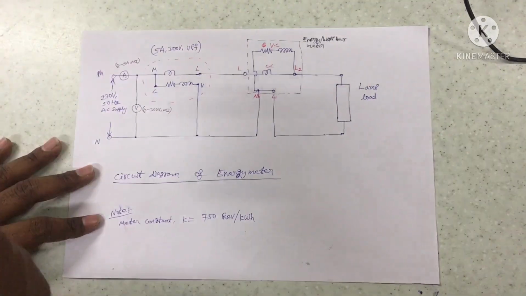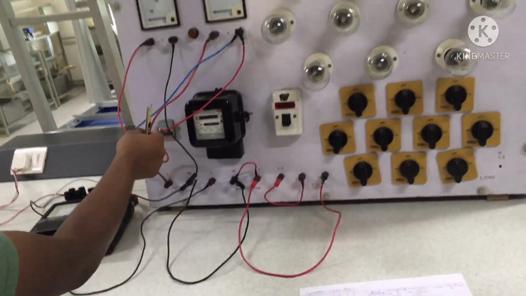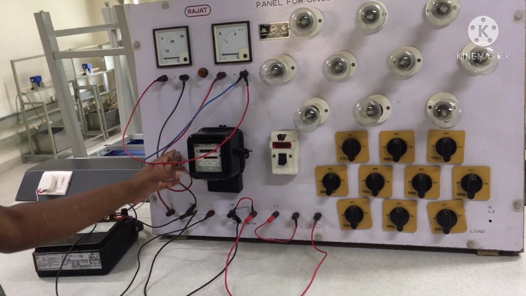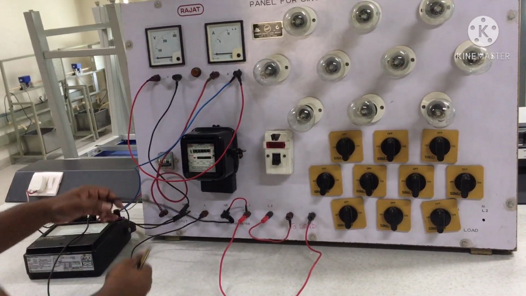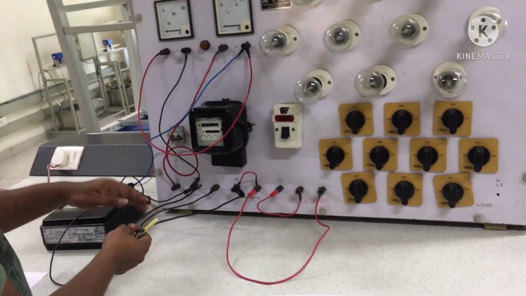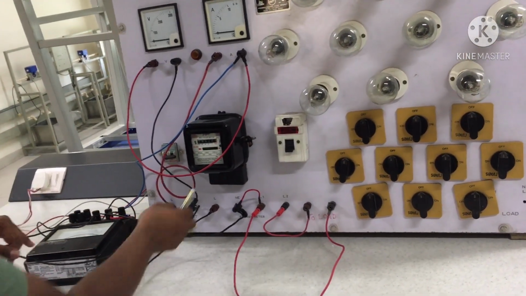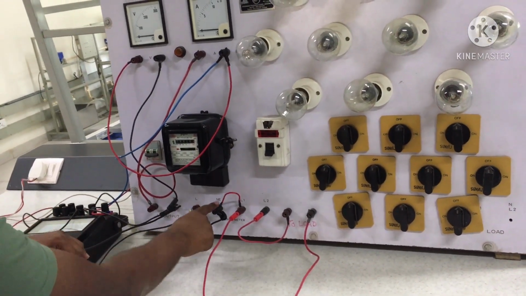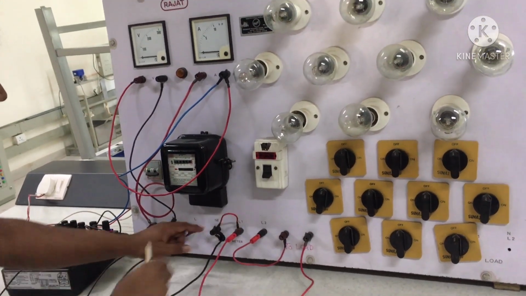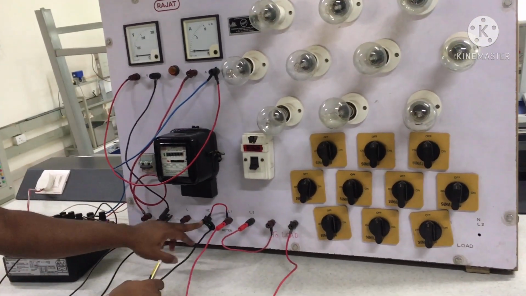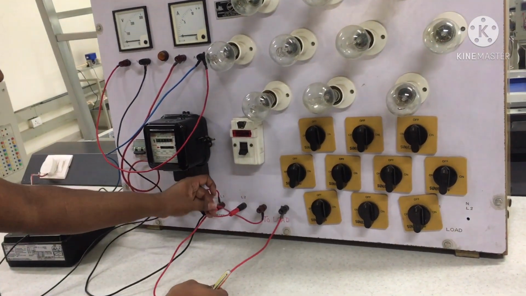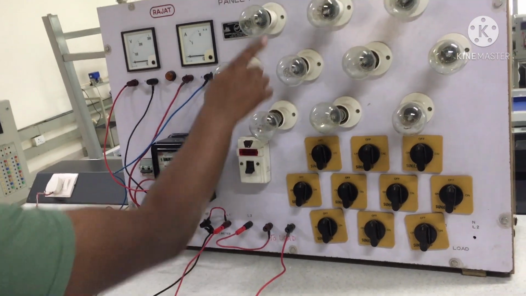This is our actual circuit setup. We have made these connections as per the given circuit diagram, and only the wattmeter connections are unknown to you. If you observe, the wattmeter L terminal is connected to the L terminal in the energy meter, and the neutral terminal and L1 terminal are shorted here. This neutral terminal is connected to the supply neutral terminal, and L2 and L1 are connected across the load. And these are the lamp load.